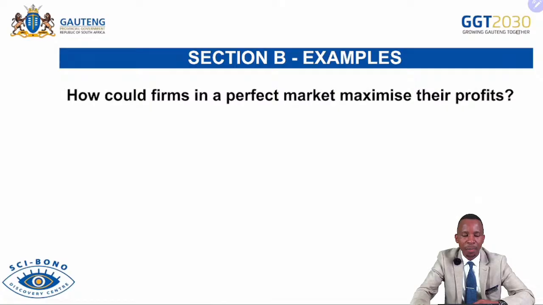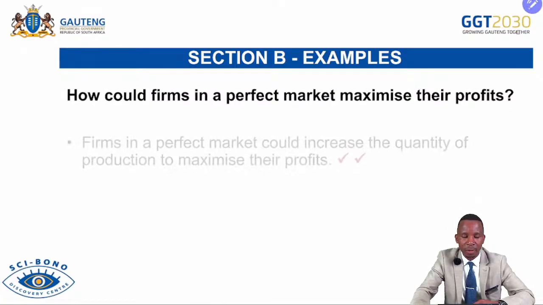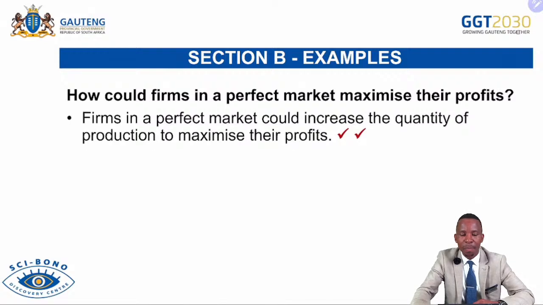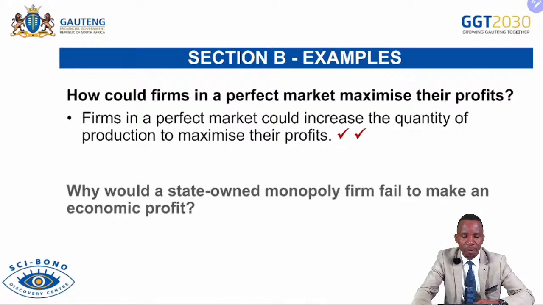We continue with section B. How could firms in a perfect market maximize their profits? Firms in a perfect market could increase the quantity of production to maximize their profit. Remember, under a perfect market, firms do not have any control over the price. They cannot influence the price, but they can always influence the quantity produced for them to maximize their profits.